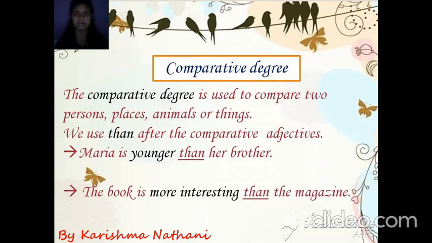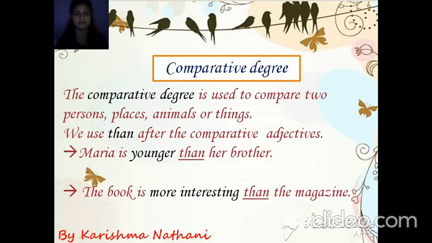Second one is comparative degree. The comparative degree is used to compare two persons, places, animals, or any things. As we can see, in the name comparative degree, the word comparison is there. So we can understand this degree is used for comparison between two people, two places, two animals or two things. We use than after the comparative adjectives.